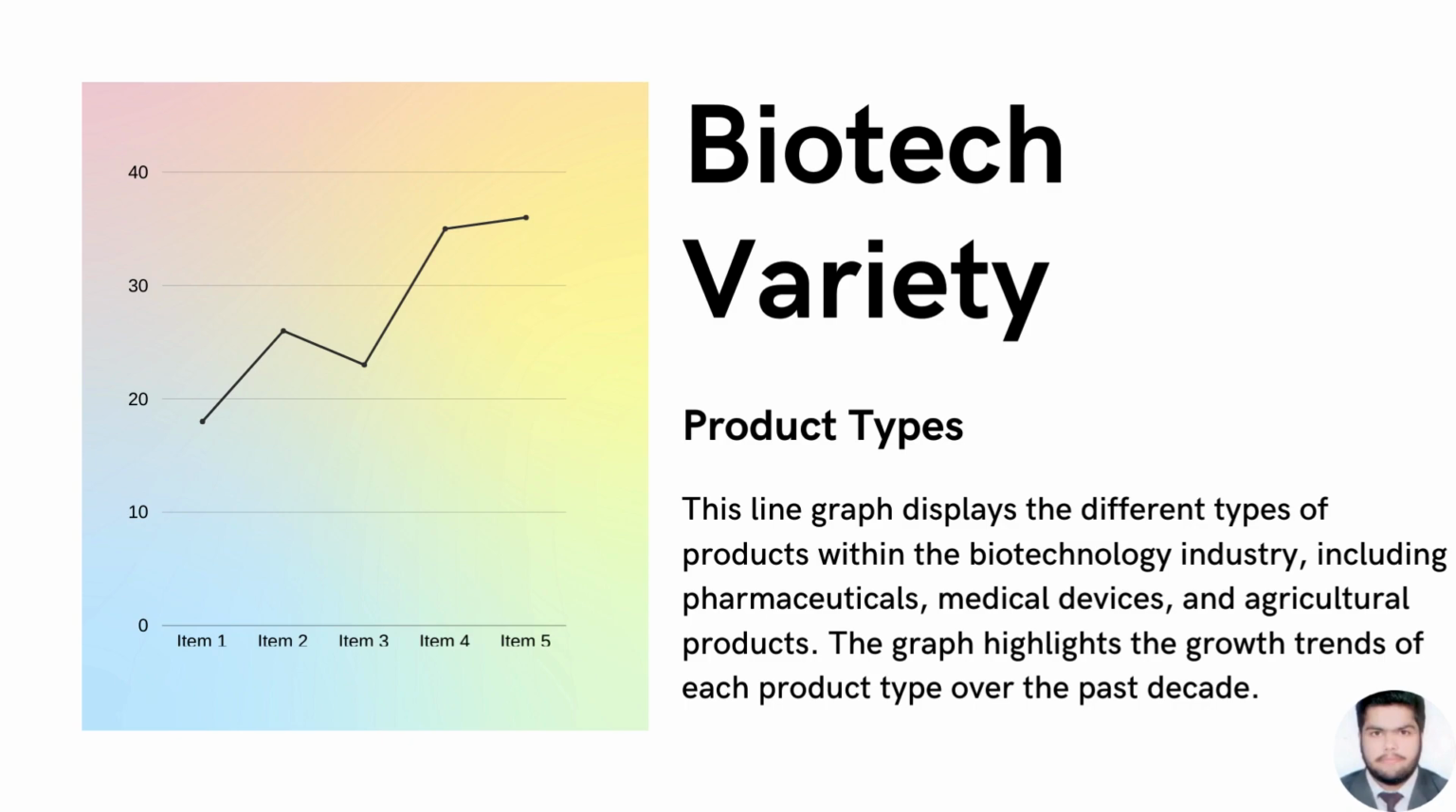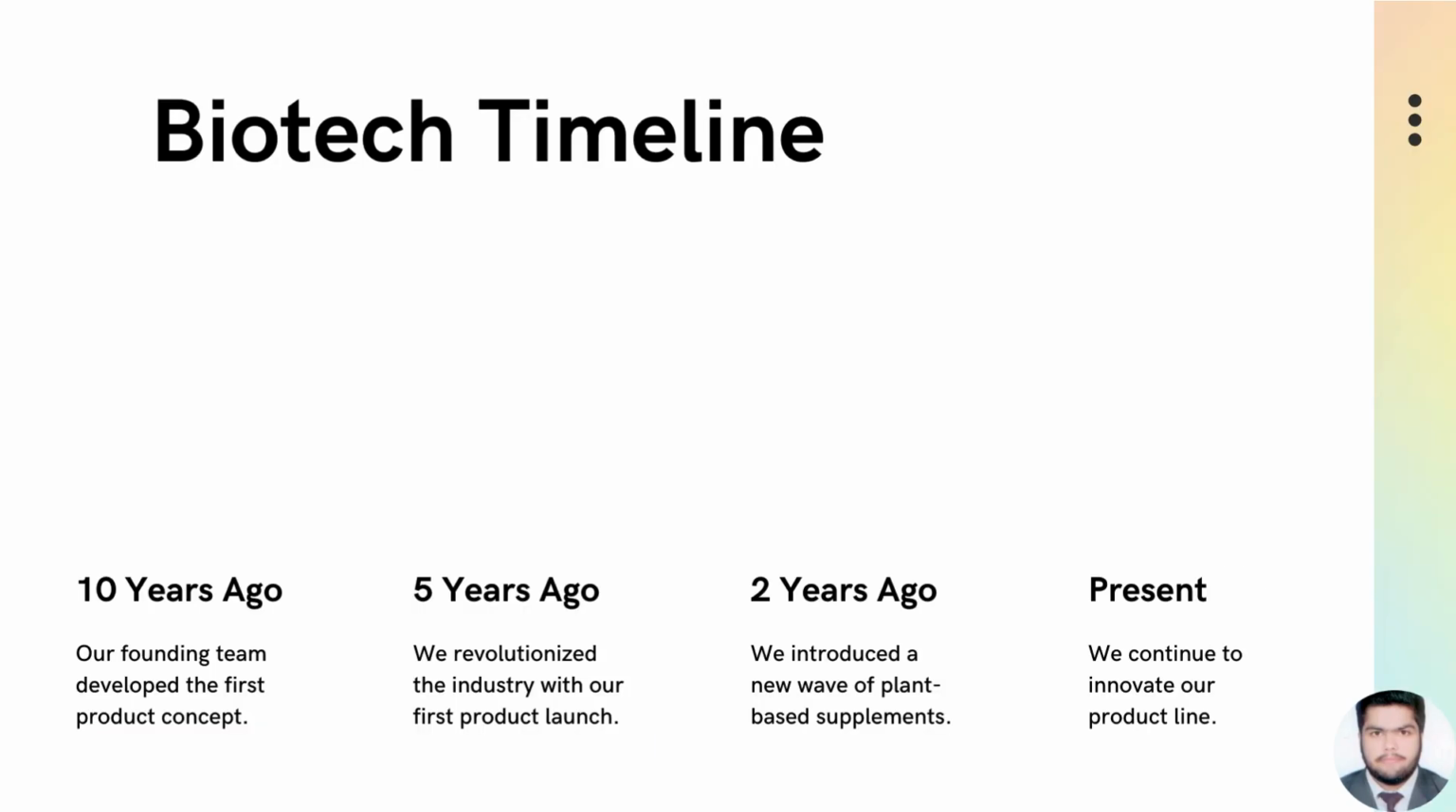Biotech variety. Product types. This line graph displays the different types of products within the biotechnology industry, including pharmaceutical, medical devices, and agricultural products. The graph highlights the growth trends of each product type over the past decade.